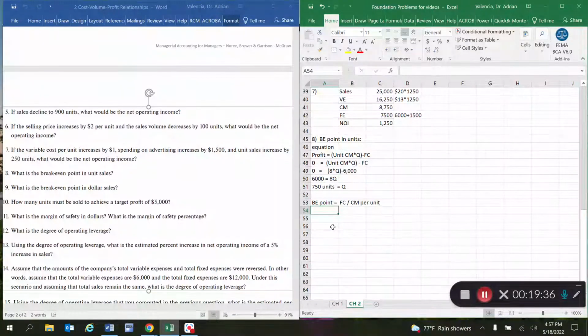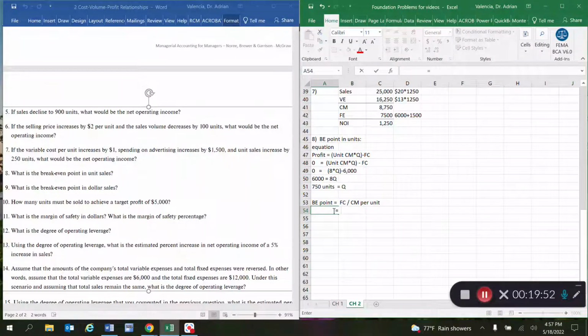And technically, that's what we're doing right here. We're grabbing the $6,000 and dividing it by 8. That's exactly what we would do here. It's just showing you the algebra as to how we arrive at that. So let's go ahead and do that just for completion's sake.